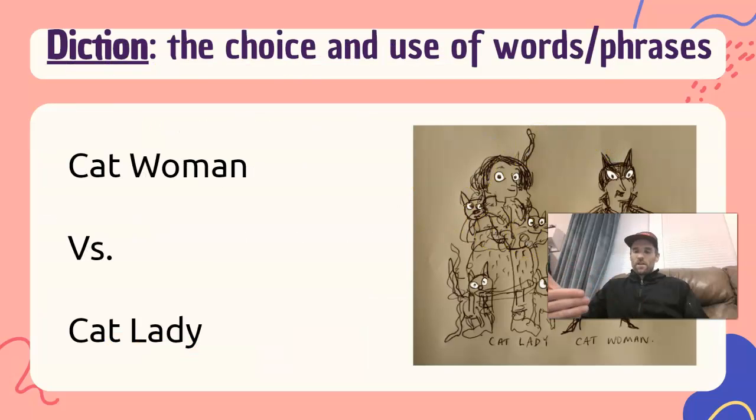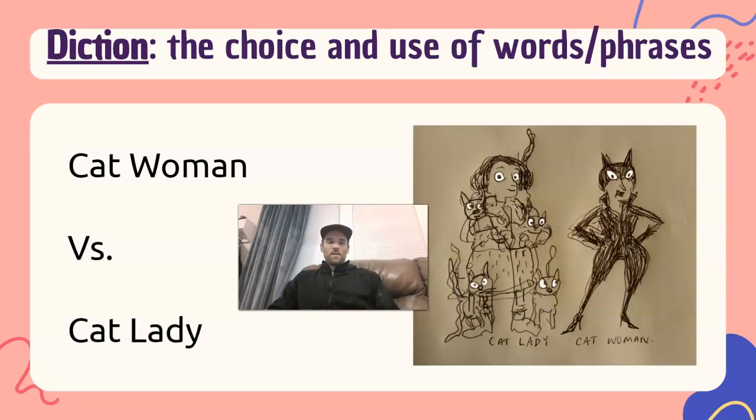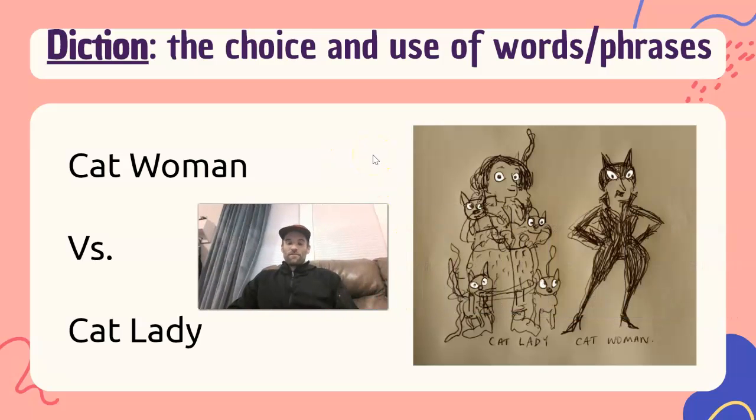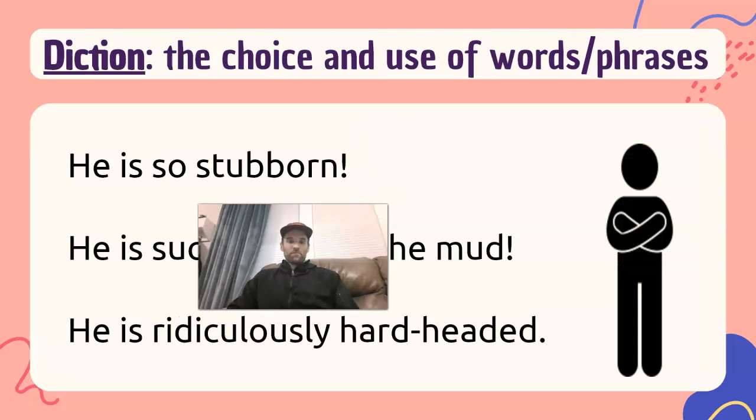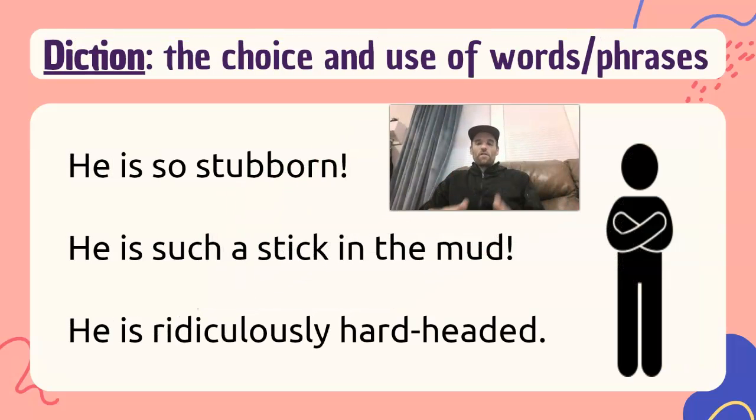Already talked about Catwoman versus Cat Lady and how that sends a really different message depending on the word choice. Another example, you could talk about the same person three different ways. He's so stubborn, right? Hard to change his mind. He's such a stick in the mud. Stick in the mud is a phrase, kind of an older phrase for someone who's stubborn. He's ridiculously hard-headed. So three different ways, word choice, that you could use. Some a little bit more informal, some a little bit more formal. Trying to give you an idea of how authors pick the words they use.